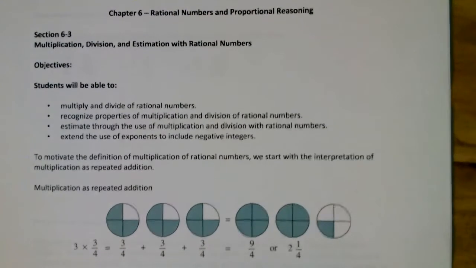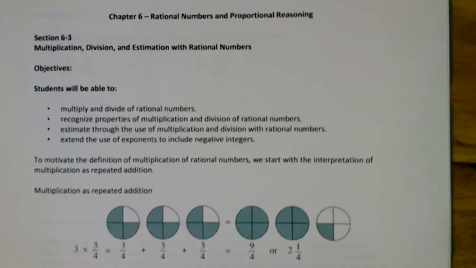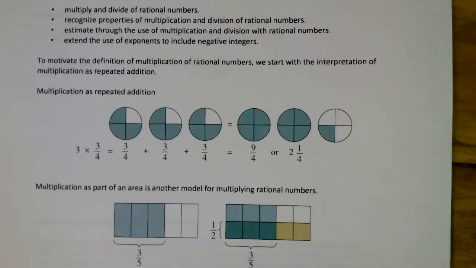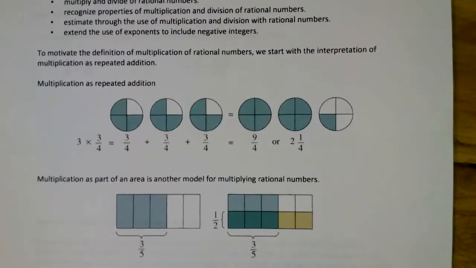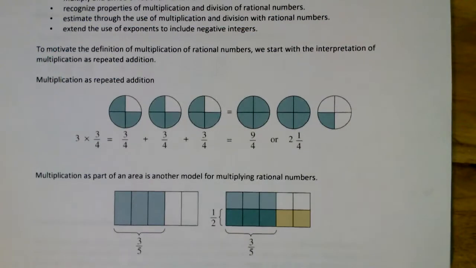All right, so to motivate this section, dealing with the definition of multiplication of rational numbers, we're going to start with the interpretation of multiplication as repeated addition. Okay, because those two operations go hand in hand. Multiplication, which is, of course, taking some number and adding it a number of times, because it is repeated addition.